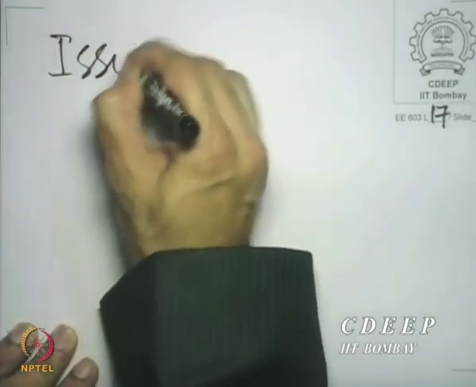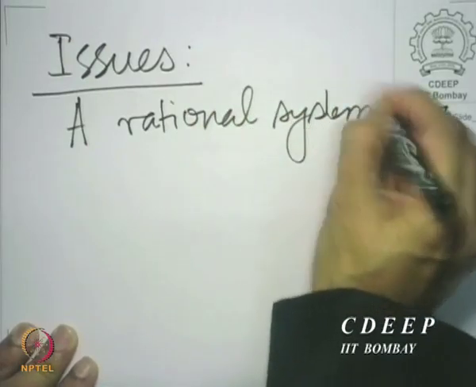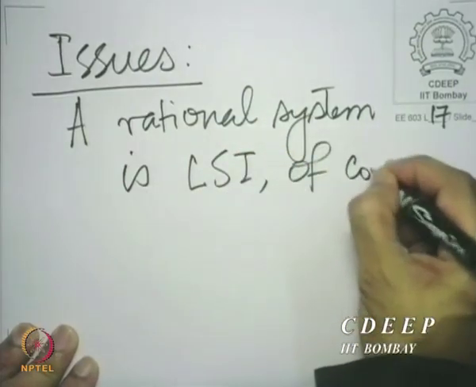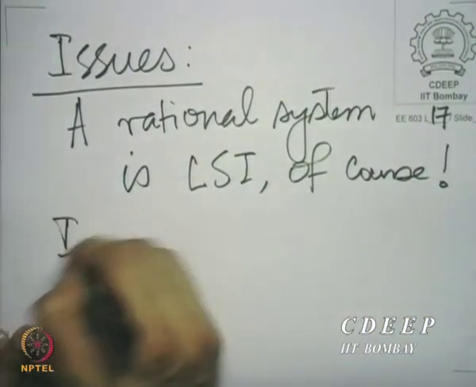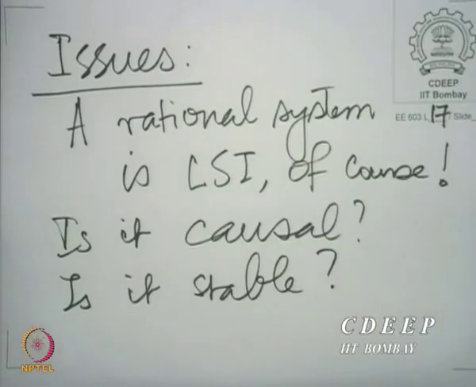Now, let me put down the problem that we are trying to address clearly. Issues. A rational system is of course linear shift invariant. But is it causal? Is it stable? May or may not be. In fact, it is not at all difficult to see that there are examples of all possibilities.